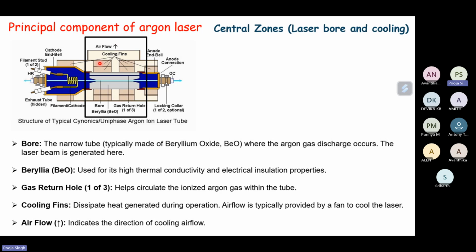Then here is the central joule part. As I told, it has a bore of beryllium oxide, where the argon gas discharge occurs. Why are we using beryllium oxide? Because it has very high thermal conductivity and electrical insulation property. Then the gas return hole helps to circulate the ionized argon gas produced by the electric discharge. Then the airflow indicates the direction of the cooling air, to cool it from outside.